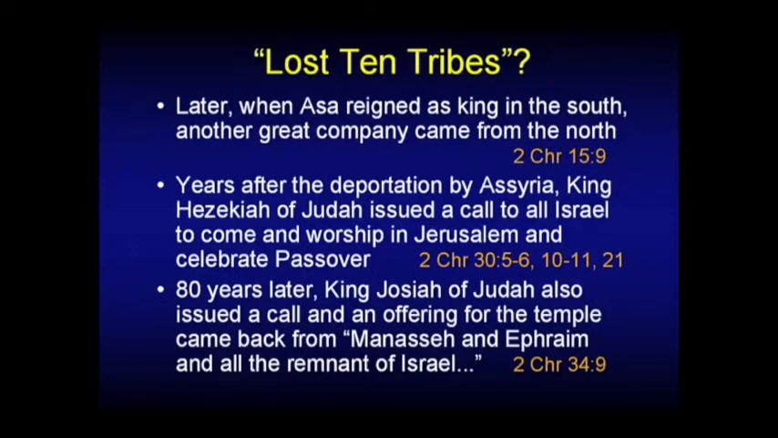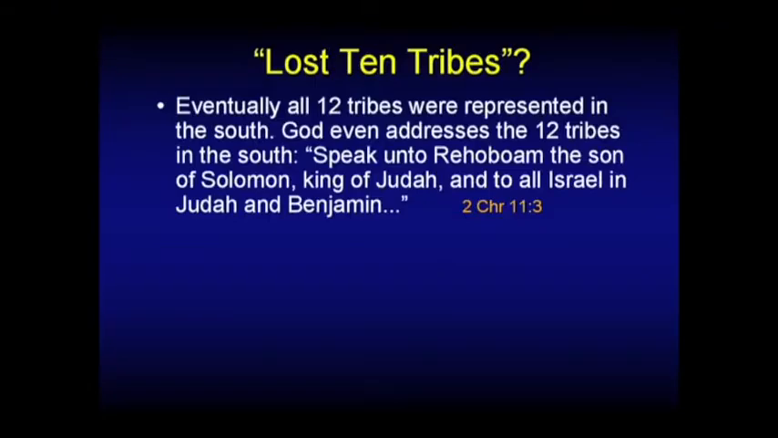80 years later, King Josiah of Judah will issue a call to come back from Manasseh and Ephraim and all the remnant of Israel. You see, you'll find, if you're watching, this whole 10 tribes thing is a fiction. It doesn't jibe with the text at all. Eventually all 12 tribes are represented in the south, and all 12 tribes are also in the north. And in 2 Chronicles 11, "Speak unto Rehoboam, the son of Solomon, the king of Judah, and to all Israel in Judah and Benjamin." We read that in chapter 11.